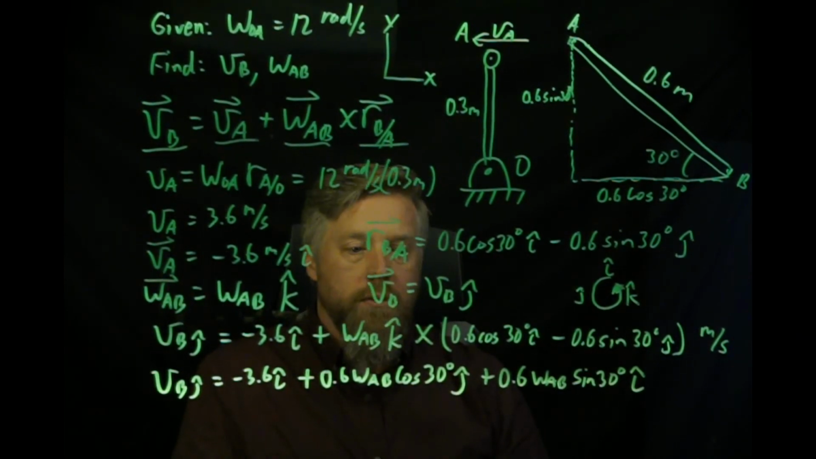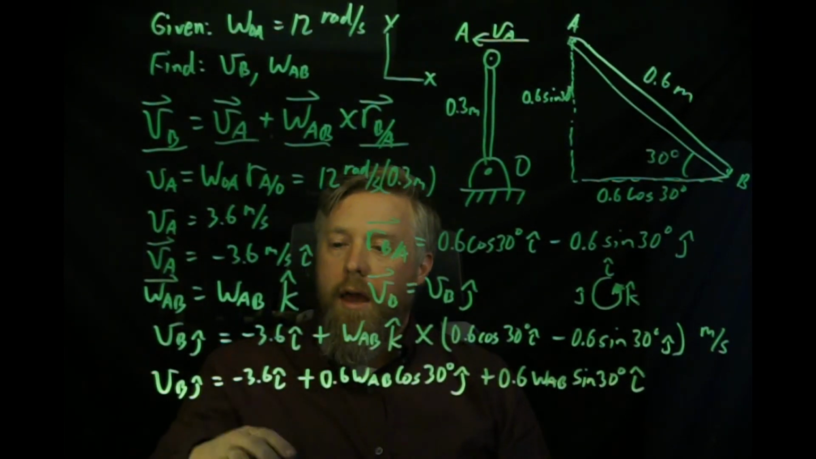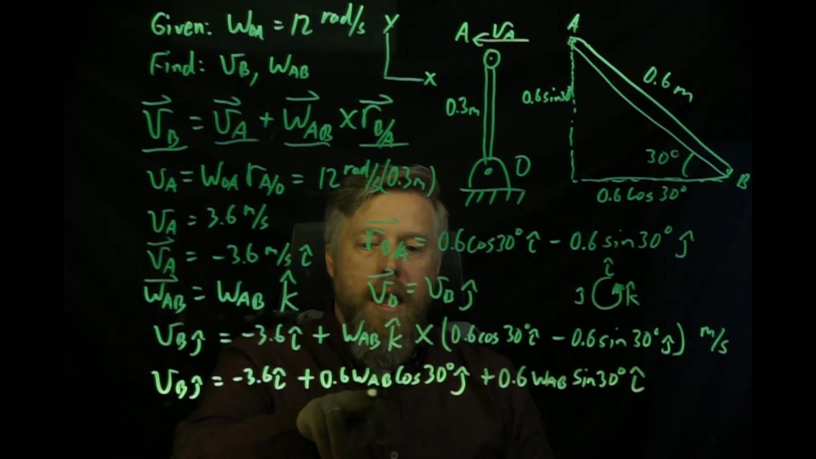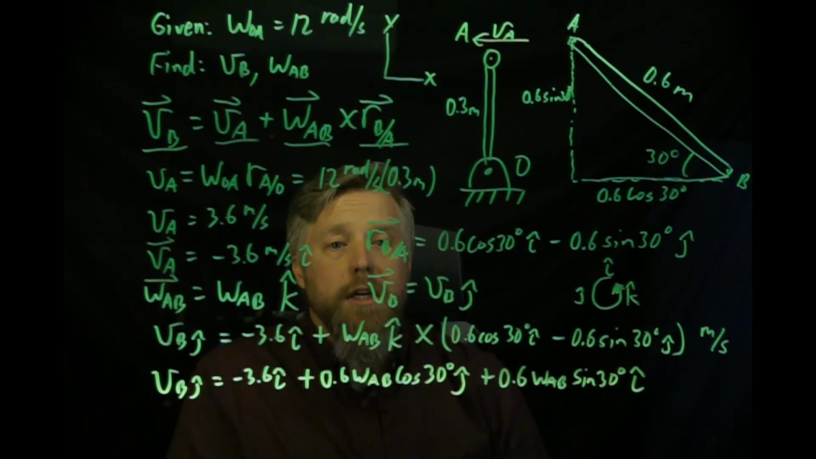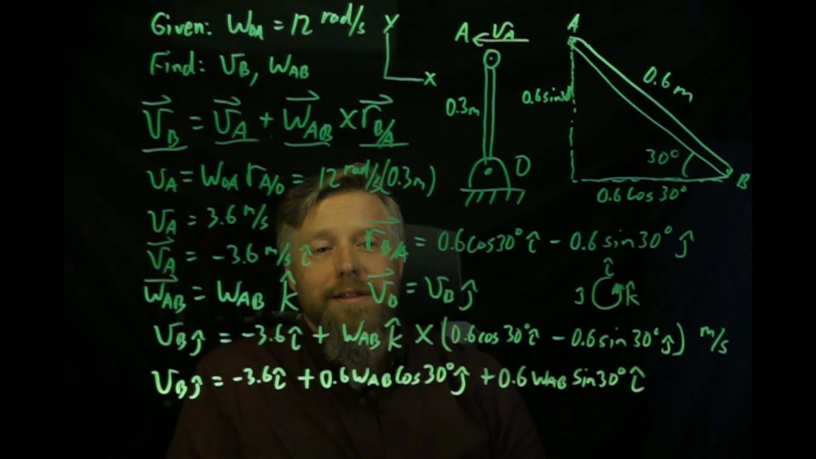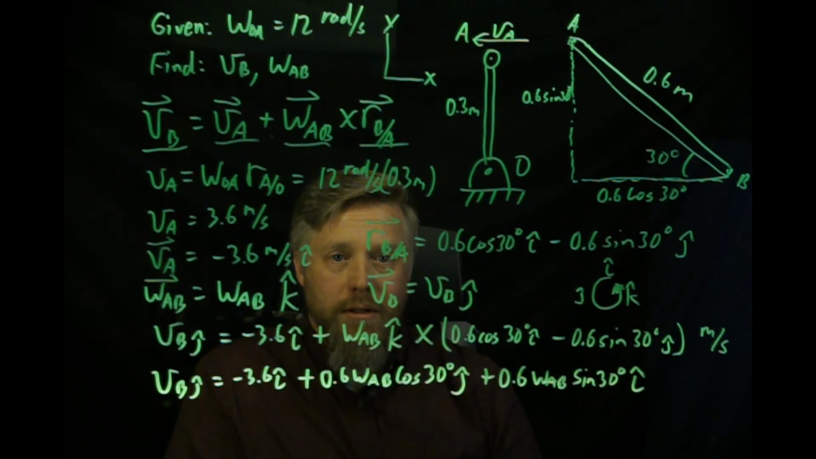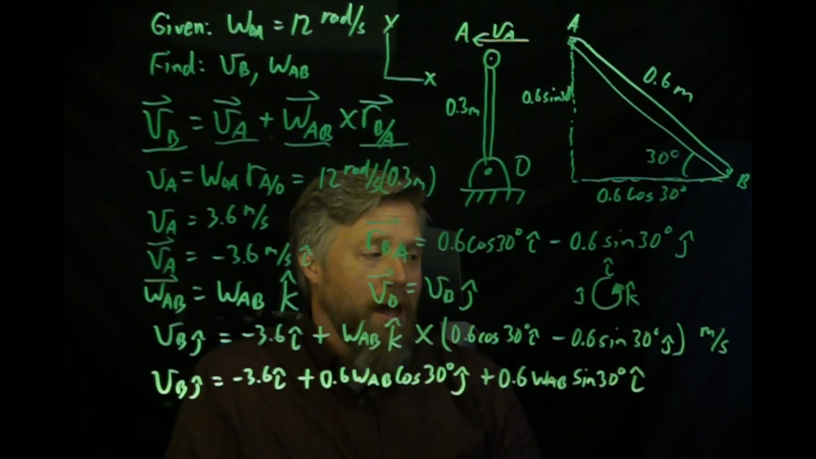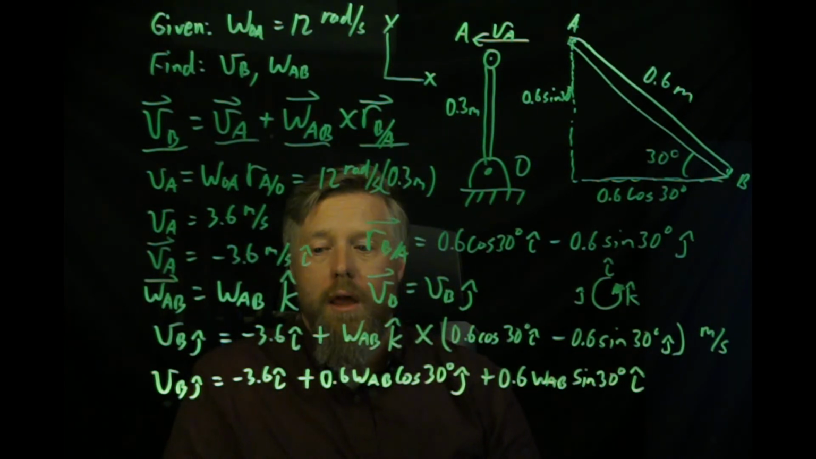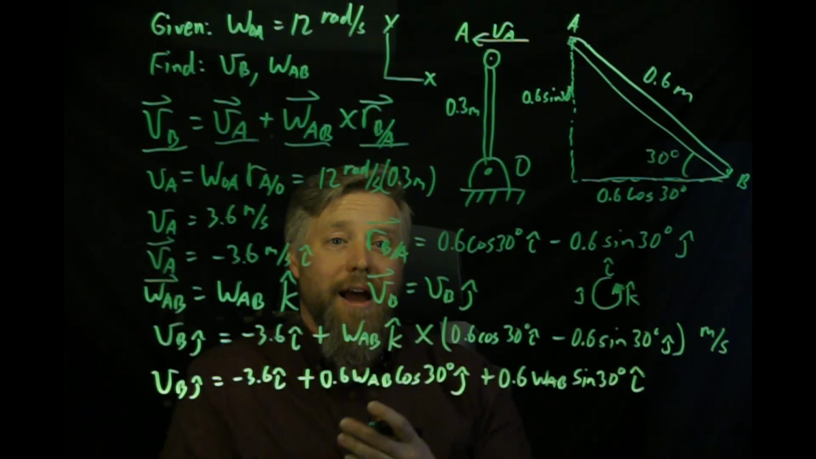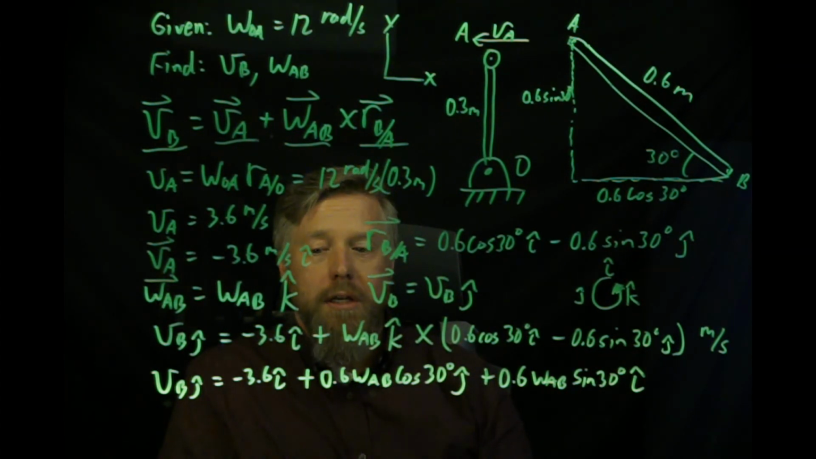And how many unknowns do we have? Well, we have V_B, and we have omega AB. And how many equations do we have? This is kind of a tricky question. Initially, you might say 1, but this is a vector equation, remember. So this vector equation has i's and j's in it. So we actually have 2 equations, and we can solve. Let's write the i's first, and then we'll write the j's.